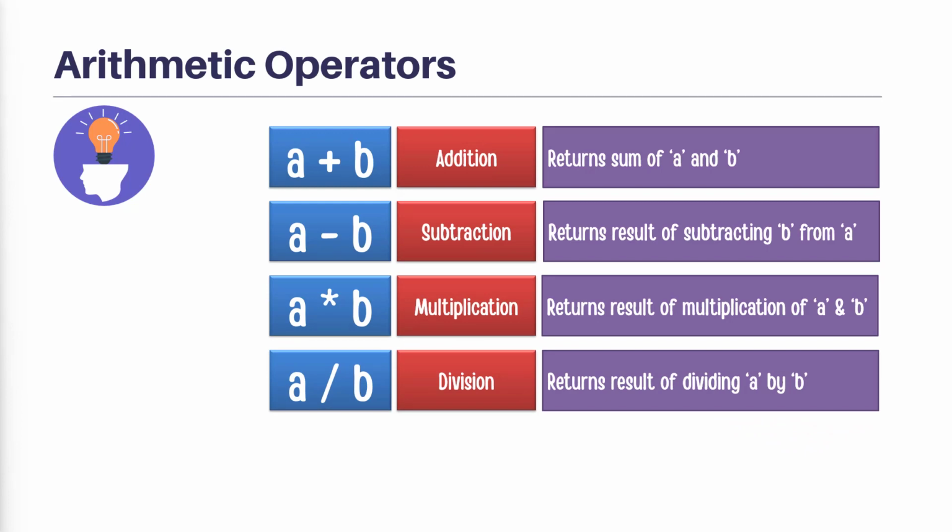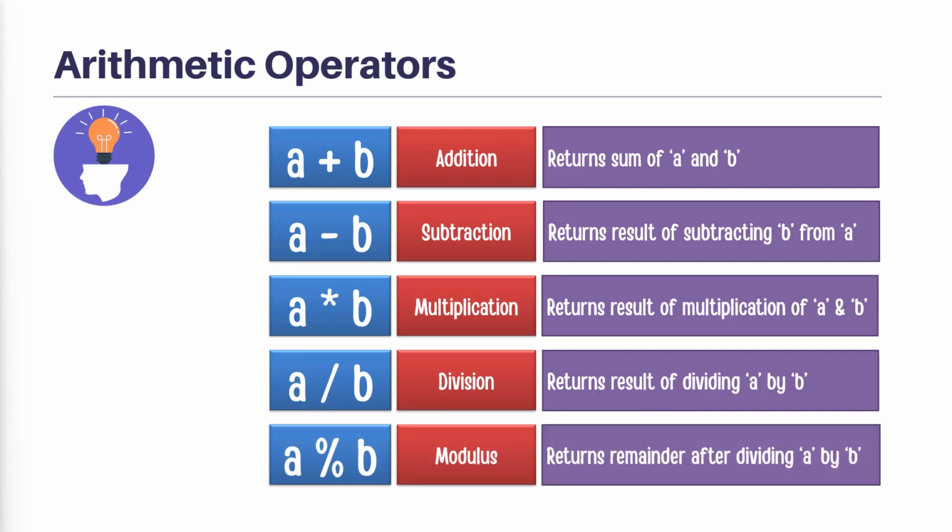Now let's talk about the final operator, the remainder operator. The forward slash is the division operator. It returns the quotient from the division. But what if we want to know the remainder from the division? In that case, we can use this remainder operator. This operator is represented by the percentage sign. Sometimes it is also called the modulus operator.